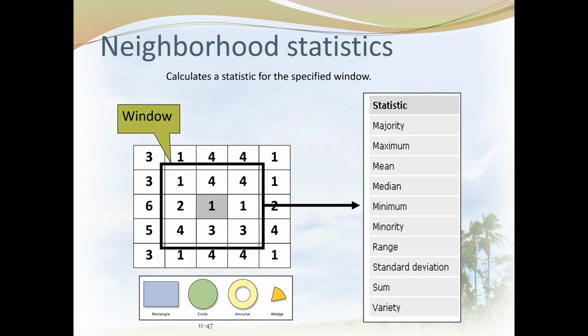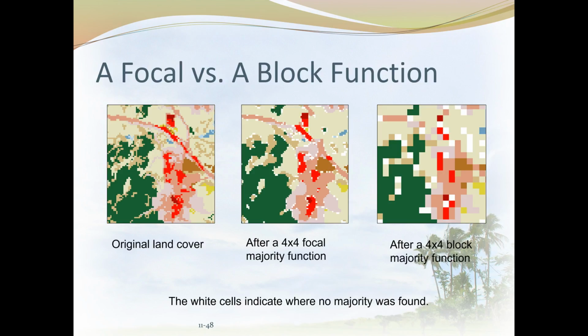Okay, and then the statistical functions include majority, minority, mean, median, minimum, maximum, and range, which is the maximum value minus the minimum value, and standard deviation, sum, and then variety.